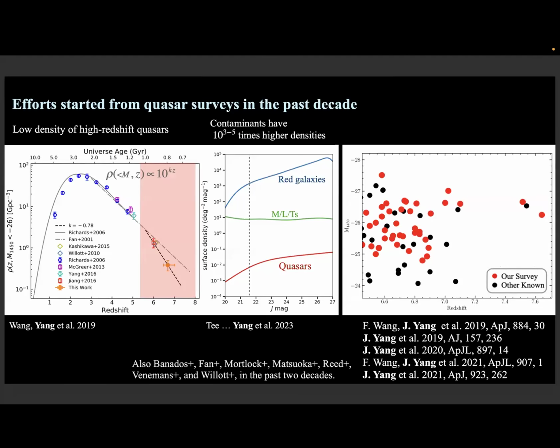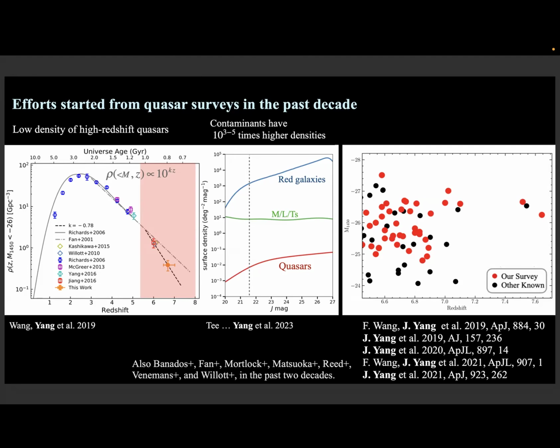A bit of background: we know it's very challenging to search for these high-redshift quasars. In the past 20 years, these 2 figures show 2 reasons why it's challenging. First, the extremely low density of high-redshift quasars; we see a rapid decline toward high redshift. At the same time, we get very high contamination rates. It can be a few hundred thousand times higher number density from M/L/T dwarfs and red galaxies than our target here.